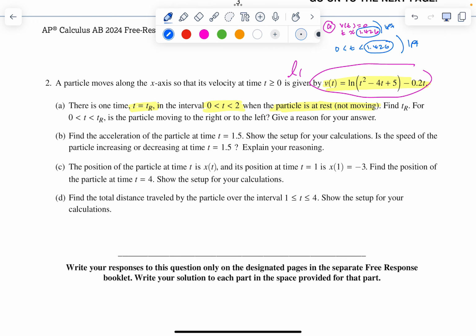Find the acceleration of the particle at t equals 1.5. Show the setup for your calculations. Is the speed of the particle increasing or decreasing at time t equals 1.5? Explain your reasoning. So speed is increasing or decreasing.